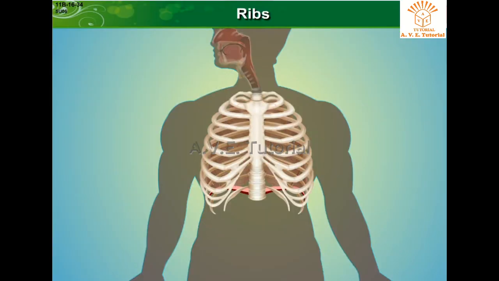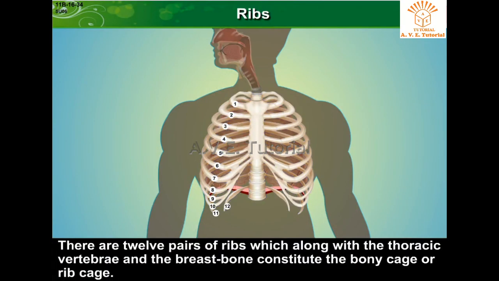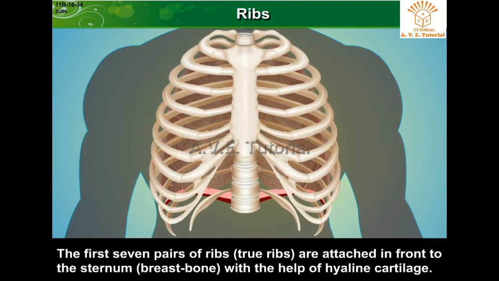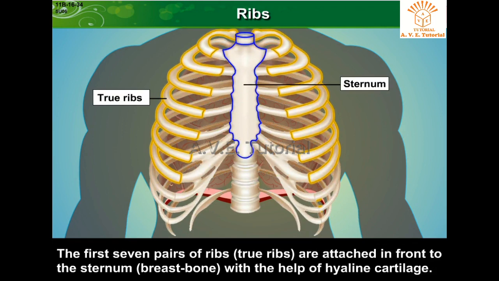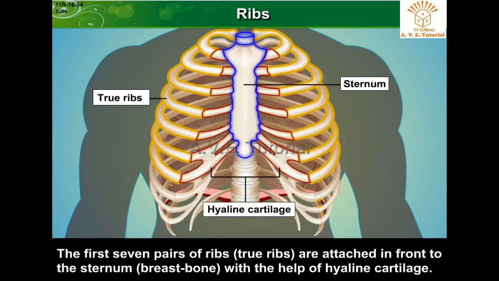Ribs. There are 12 pairs of ribs which, along with the thoracic vertebrae and the breastbone, constitute the bony cage or rib cage. The first 7 pairs of ribs, that is, true ribs, are attached in front to the sternum, which is the breastbone, with the help of hyaline cartilage.